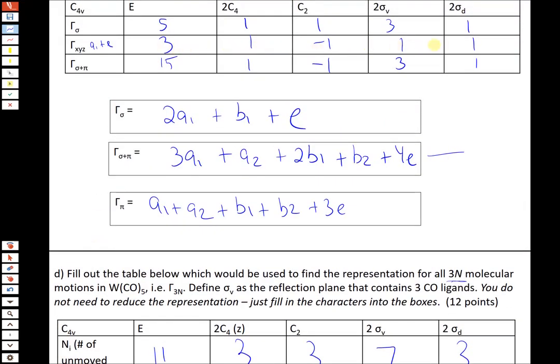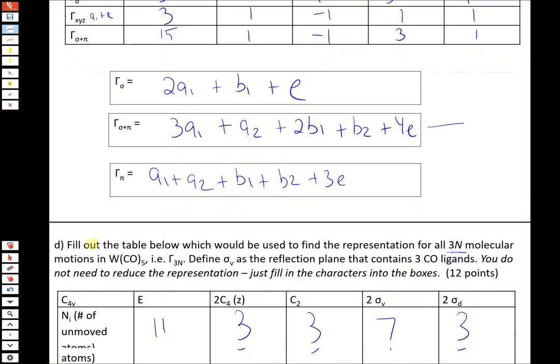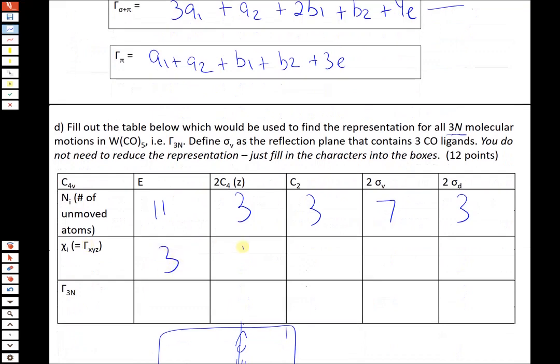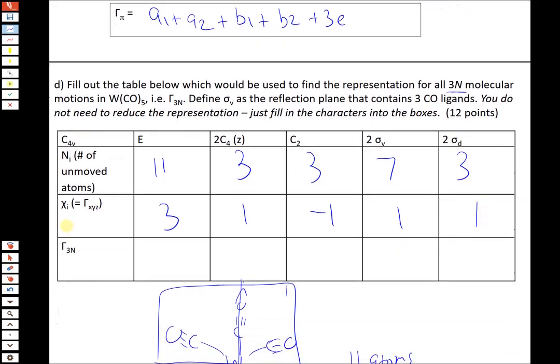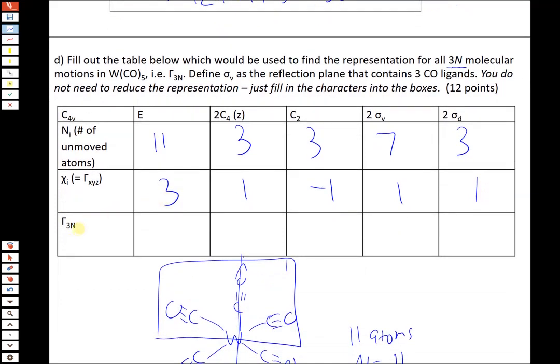So we get 3, 1, minus 1, plus 1, plus 1. And again, that comes from the character table, just adding up those two sets of characters. And then multiplication gives us gamma 3n. So 11 times 3 is 33, 3 minus 3, 7, 3.